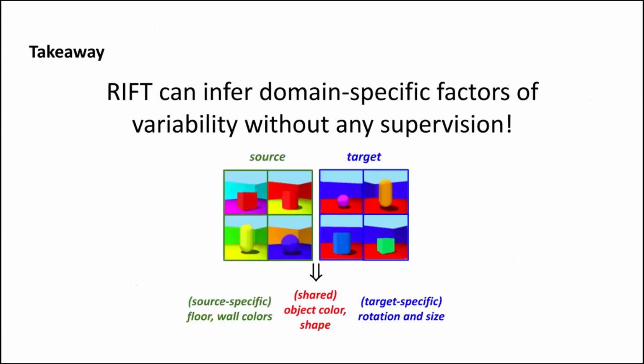So the main takeaway is that in this paper we propose RIFT, the first method that can reliably infer which factors are domain-specific and which are shared from unpaired examples from 2 distributions without any additional supervision.